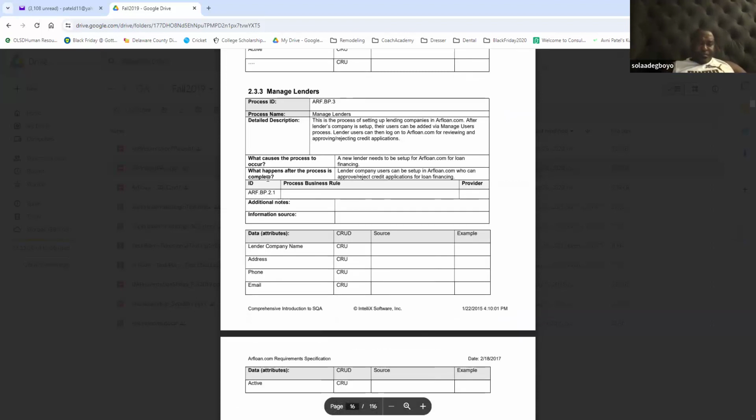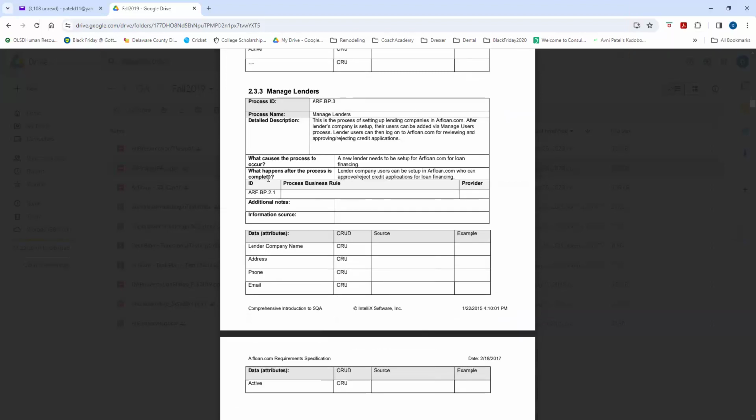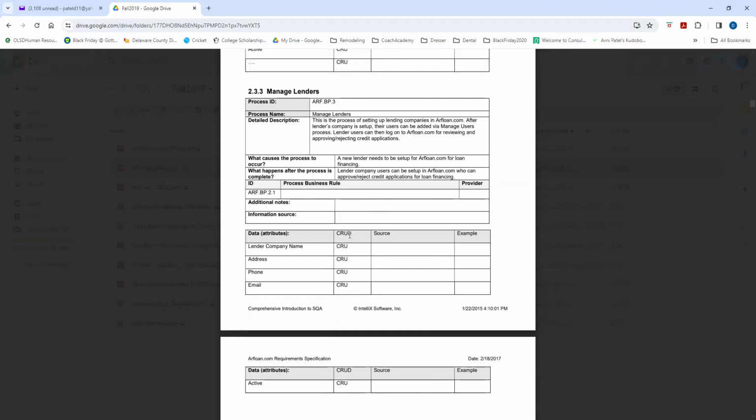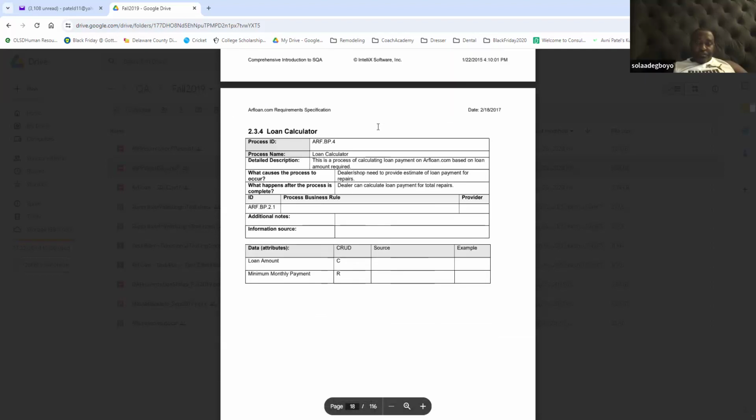So the same thing goes at, right? So you had managed dealers, managed users, now it's a managed lenders. Same structure. When this process is going to be invoked, what kind of data is going to create it for the lenders? What does it mean when managed lender means? Good. Ready to move on to the next one? Yes.